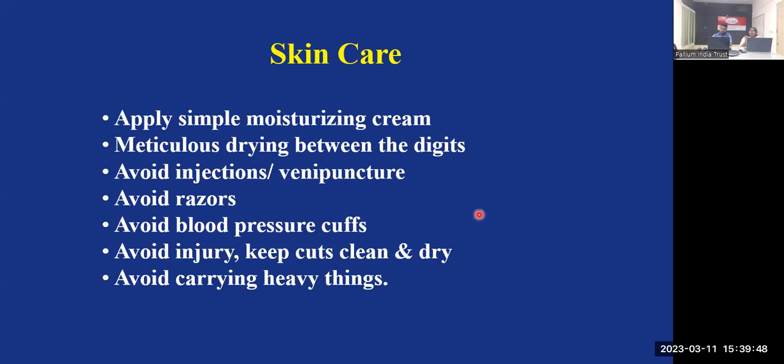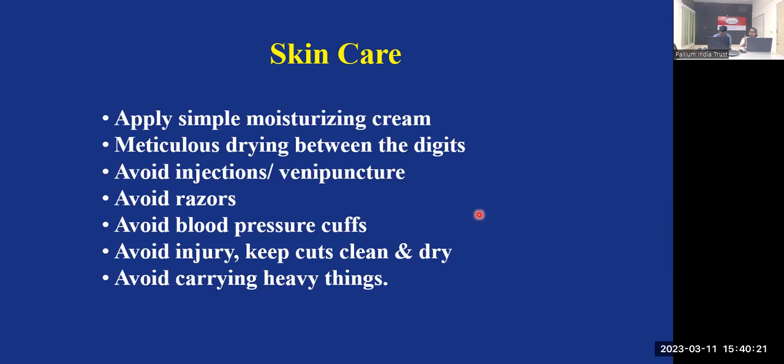Avoid injection and venipuncture on that area. If you do a venipuncture or injection on that area, what happens? Sometimes nothing happens. But if there is an unhygienic practice or any infection, definitely cellulitis will be there. Even a small cut there carries a chance of developing infection. So don't give injections or venipuncture on that affected limb.